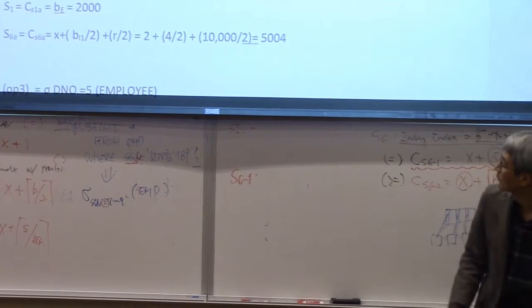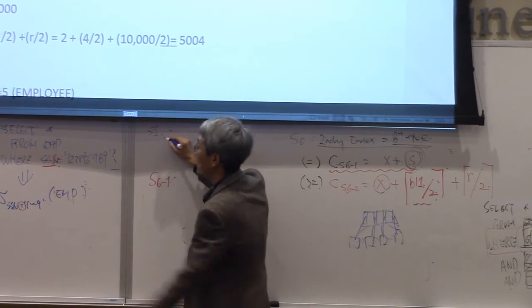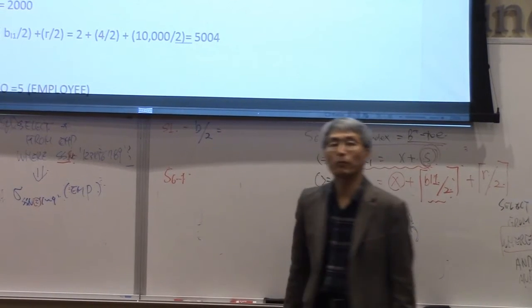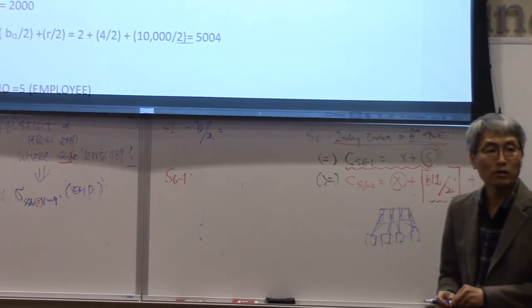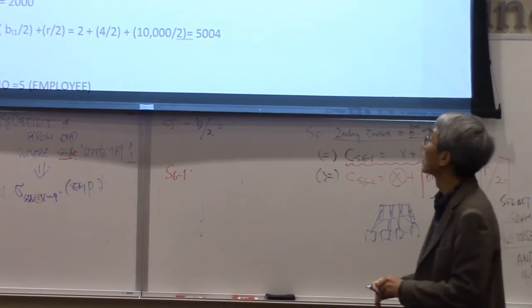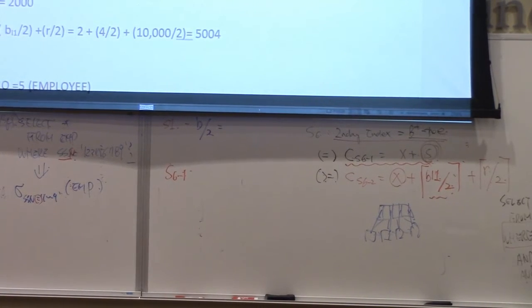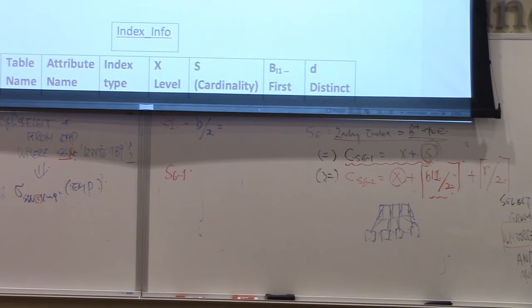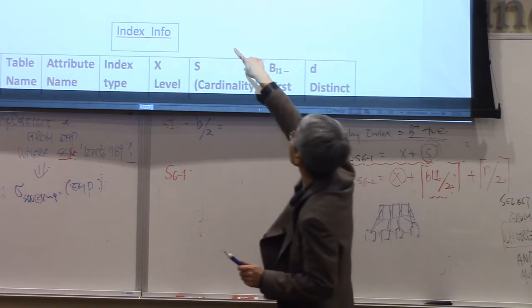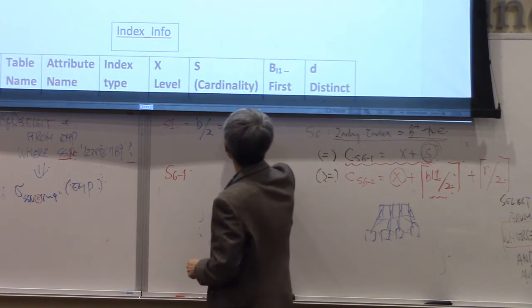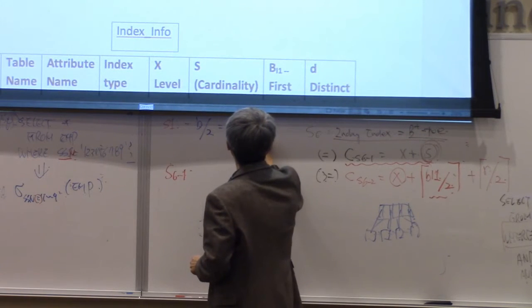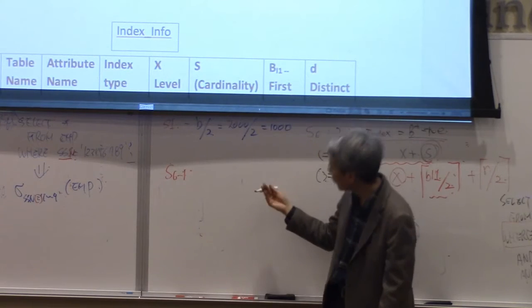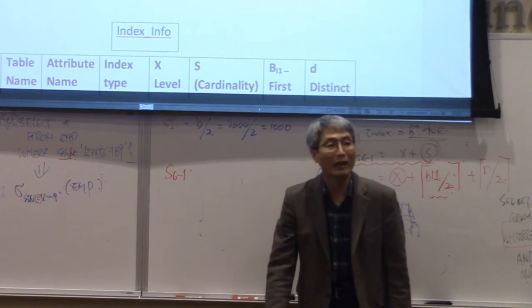So, what about the brute force? Brute force is B over 2. So, how many blocks does the employee have? How do you know? Access the catalog table. If we take a look at the catalog table, how many blocks? 2,000. So 2,000 divided by 2, so 1,000 blocks. This is of course when we use the full table scan.